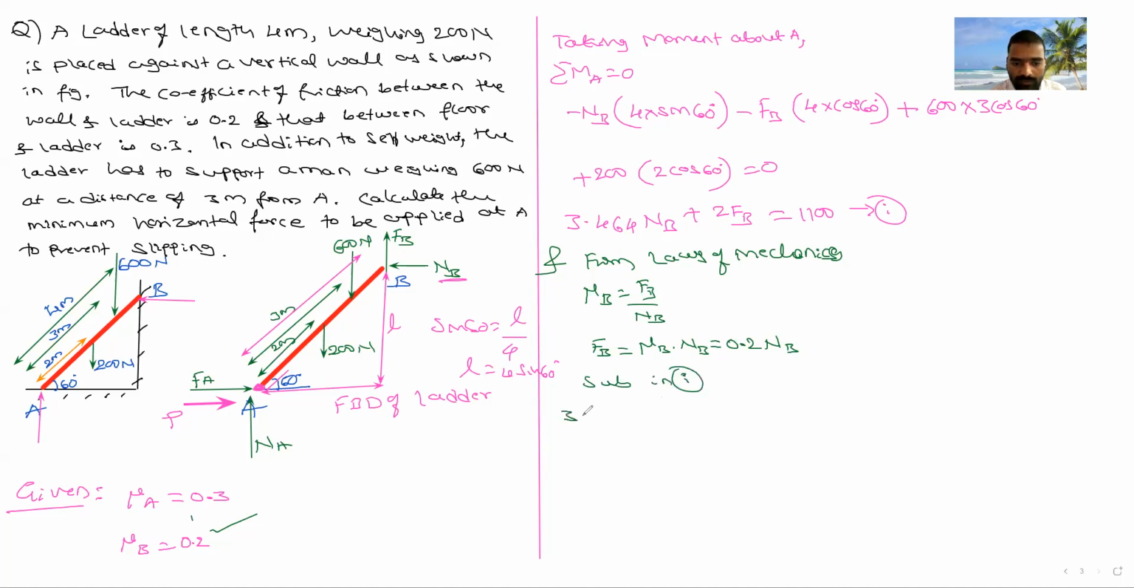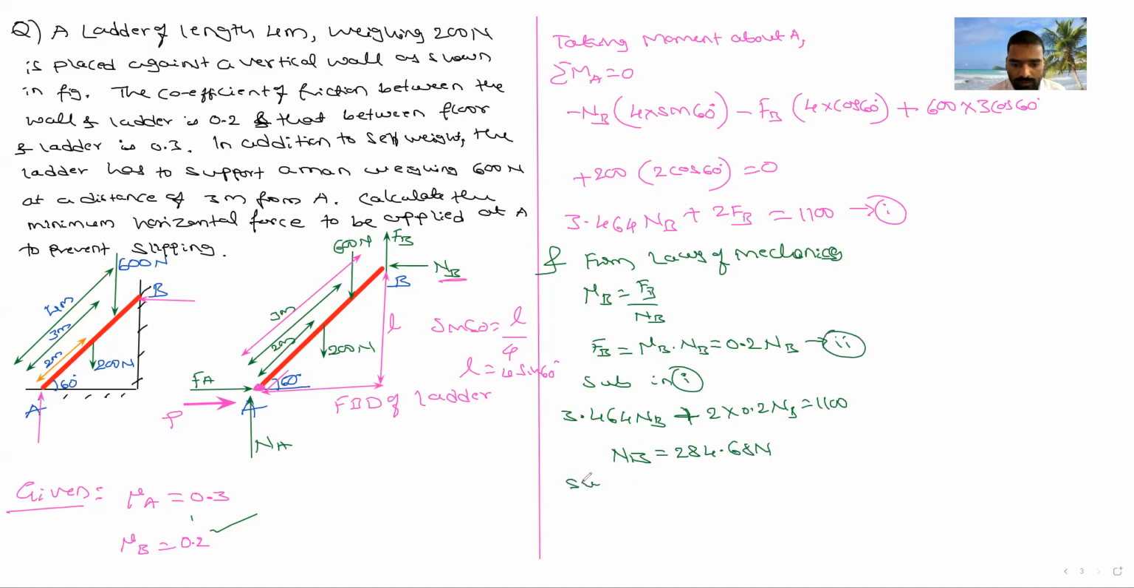So 3.464 NB plus 2 into 0.2, that is 0.4 times NB, is equal to 1100. So can you calculate the value of NB? When you solve this, you will get NB equal to 284.68 Newton. Okay, so substitute this in. I will take this as equation number 2.